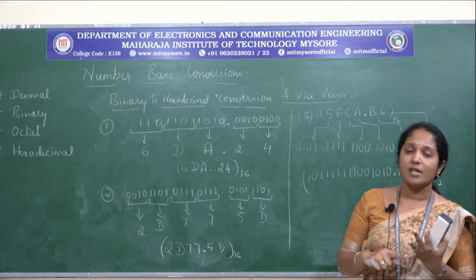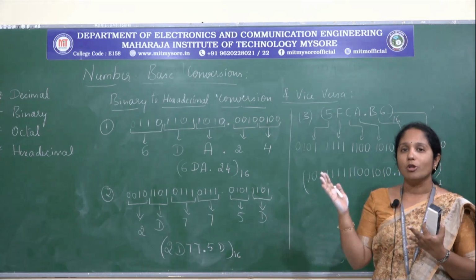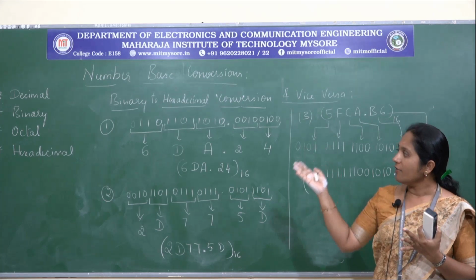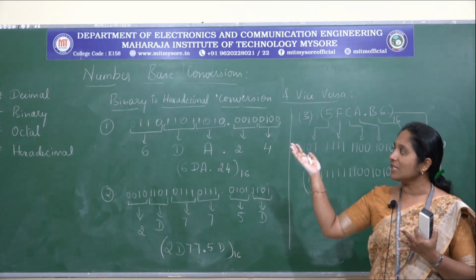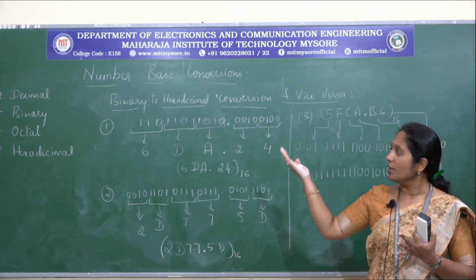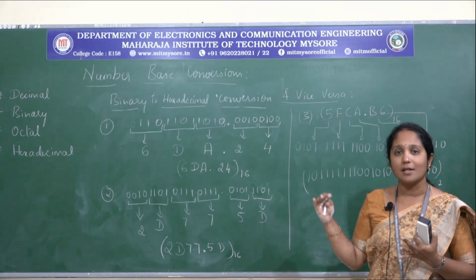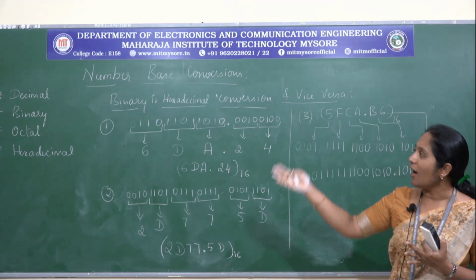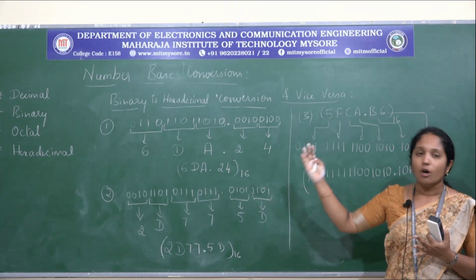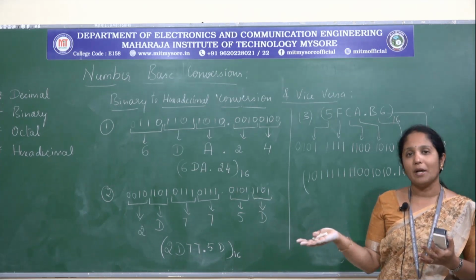So in today's session, what are the things we learned? We learned how to convert any given number into a decimal number, in the sense that if they give the number in binary, how to convert it into a decimal number. Next we learned octal to decimal. Next we learned hexadecimal to decimal. After that, we learned how to convert a decimal number into binary.